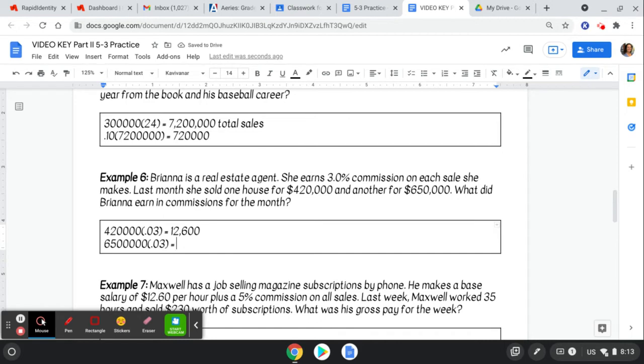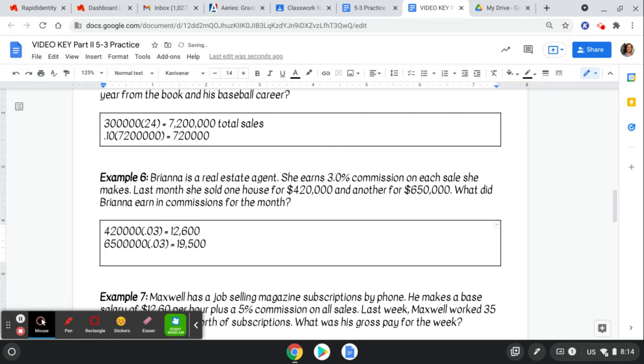The only tricky part about these is to make sure you're typing in the right number of zeros, because we get into pretty big numbers when we're talking about commissions and royalties. Now add those two commissions up. So what's the other way you could have done this? You could have added the total sales first together and then done times the 0.03. So either way you did it, I hope you got an answer of 32,100 in commissions for the month.